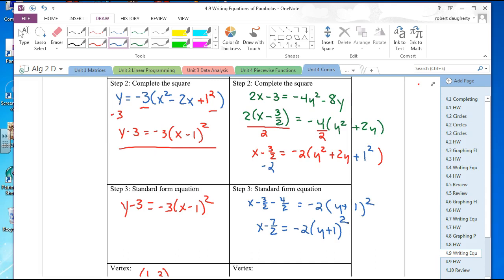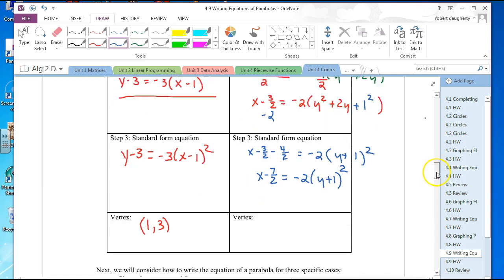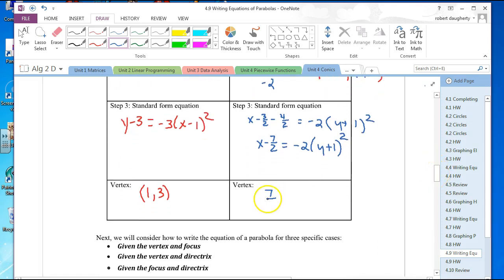What is the vertex of this parabola? Yeah, 7 halves, negative 1. Okay. Now, was that one hard? It's just fractions, guys. Come on. That's middle school stuff, okay? Minus 3 halves minus 2. Convert it to fractions, you can do it.